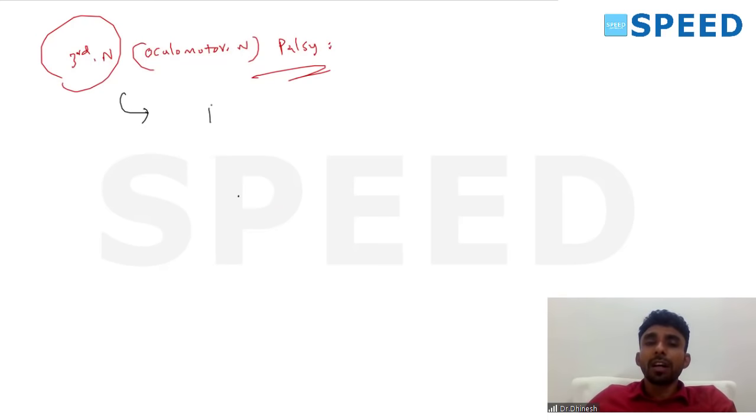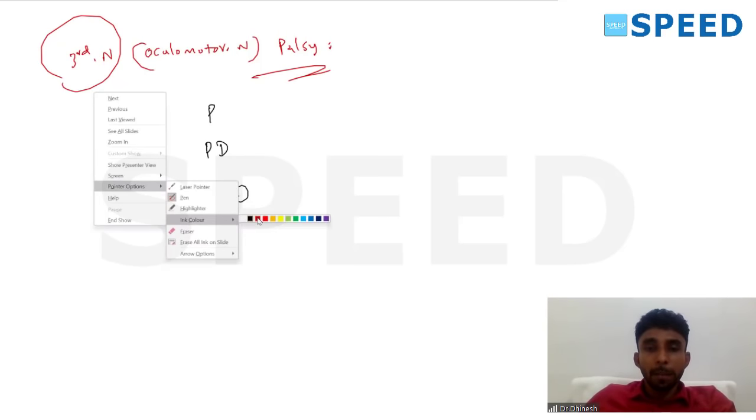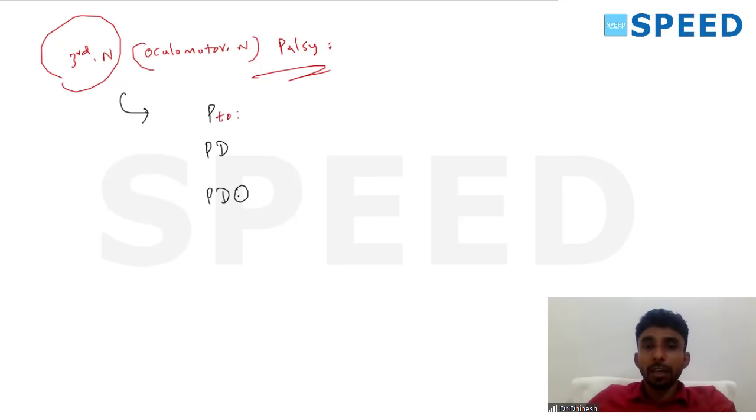You know the short form for remembering the clinical features of oculomotor nerve palsy, isn't it? P, PD, PDO, like that. So what is P representing? Yes, P is representing ptosis, that is drooping of the upper eyelid. If there is oculomotor nerve injury, third nerve injury, there will be complete ptosis, complete drooping of the upper eyelid.